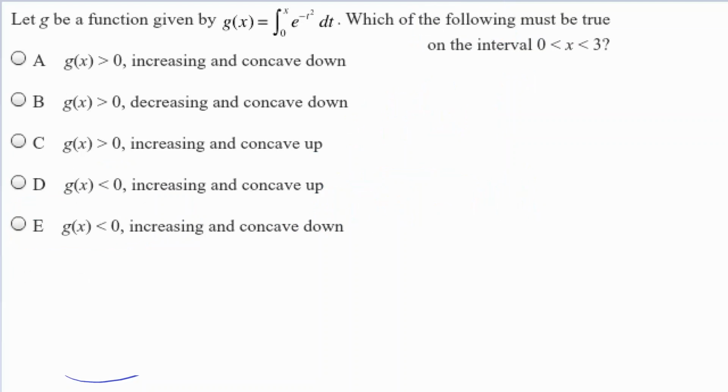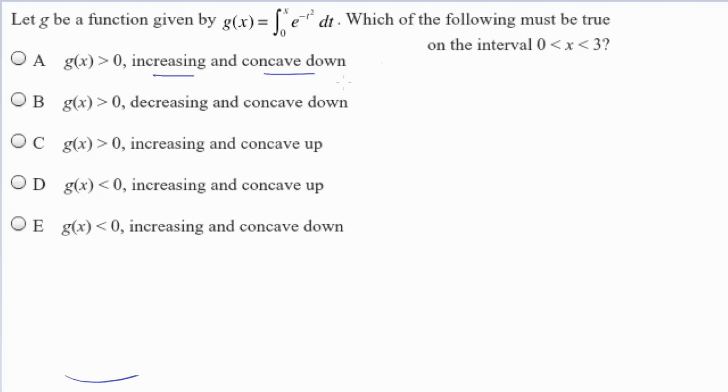G is a function given by g of x equals the integral from 0 to x of e to the -t squared. Which of the following must be true? Let's take a look here. g of x is greater than 0, g of x is less than 0. We've got increasing and we're talking about concave down. So we're talking about increasing and concave down in all these options.